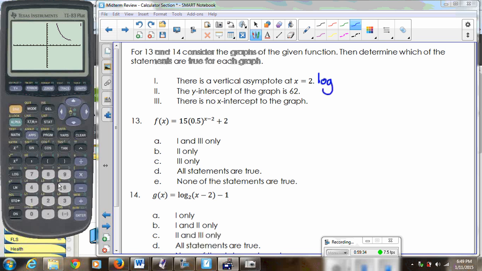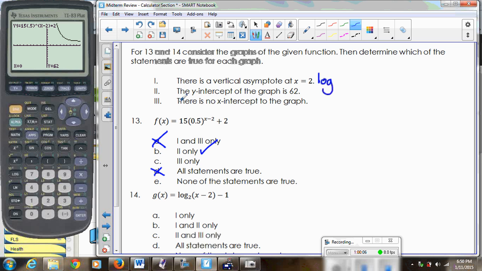Okay. So it says there's a vertical asymptote. I know that statement 1 is not going to be true. So I know that A is not correct. So if A is not correct, then obviously D is not going to be correct. So I'm looking at between 2 and 3. It says the y-intercept is at 62. So let's see what happens when I let x equal 0. I get a y-intercept of 62. So statement 2 is correct.